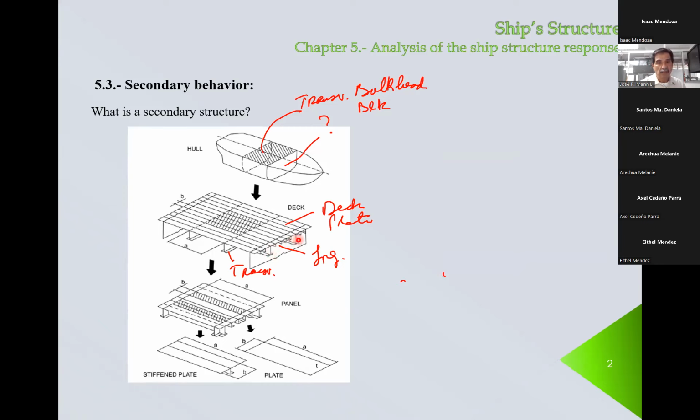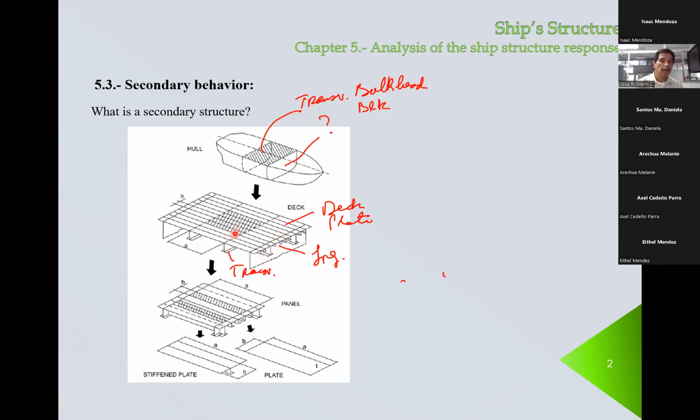And the maximum distance between these two is specified by the rule. I think it's 2.5. So if you have in this dimension more than 2.5, you have to include a strong longitudinal, even though it is a longitudinal framed system, right? In the transverse, you see that there is very strong transverse, okay, supporting the longitudinals, okay?